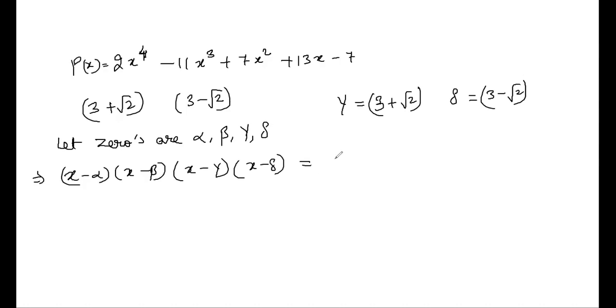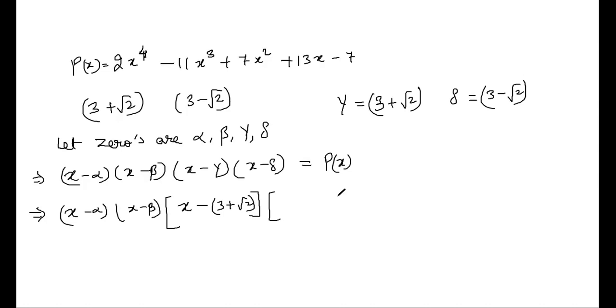So I will do here x minus alpha, x minus beta, and here I need to write x minus 3 plus root 2, bracket close, and x minus 3 minus root 2, bracket close, is equal to px. Right now I will write only px because we don't need it right now, we need it at the end, right? px means the equation which is written on the top. Clear?